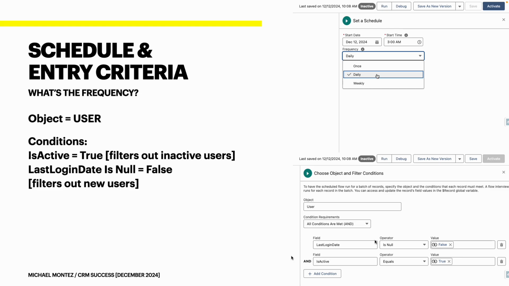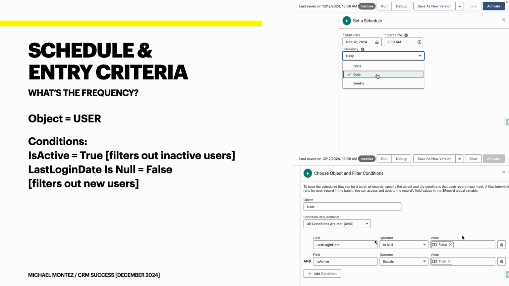The next thing you want to do is set your record criteria. What we're going to do here is the object that we're going to use is the user object. And we're going to do 2 things to start. I like to do these 2 things when I'm doing this flow. The last login date is null equals false. That means that there is a login date.